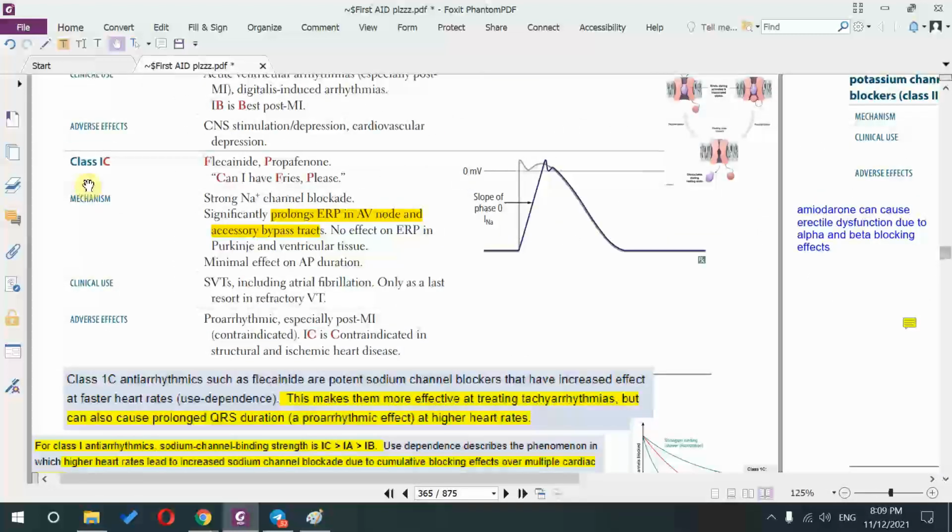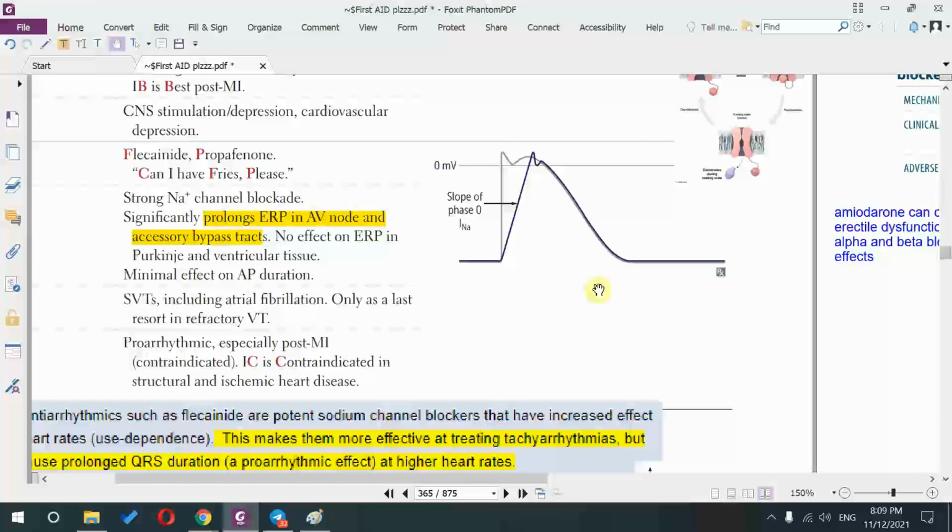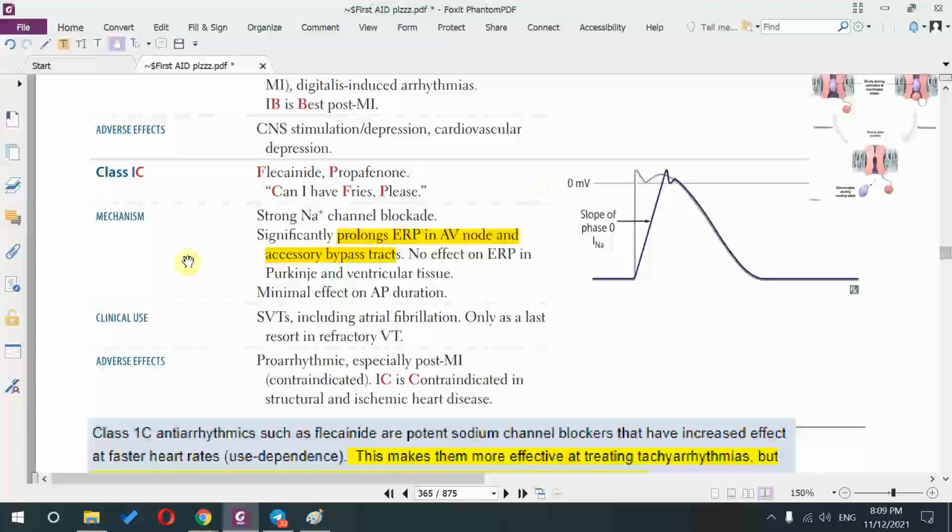So these two drugs are what? Sodium channel blockers, but they work really strongly at it. Notice here, guys, if you look at this, will they lead to any change in the QT interval? No change in the QT interval, straight. So strong sodium channel blockers significantly prolong the ERP, which is the refractory period basically, and in the AV node, and accessory bypass tract.